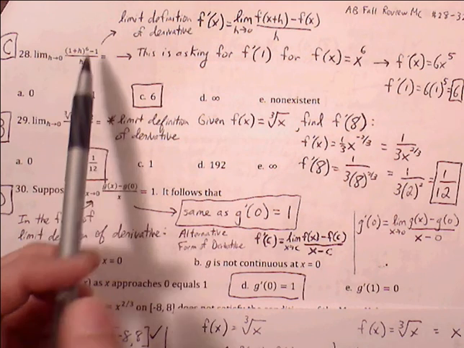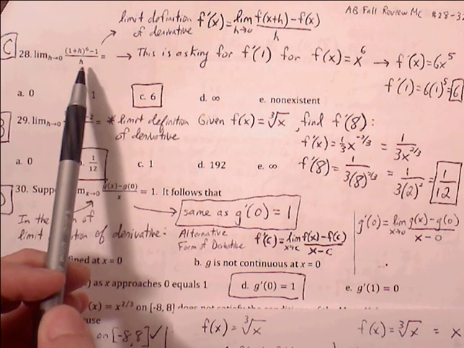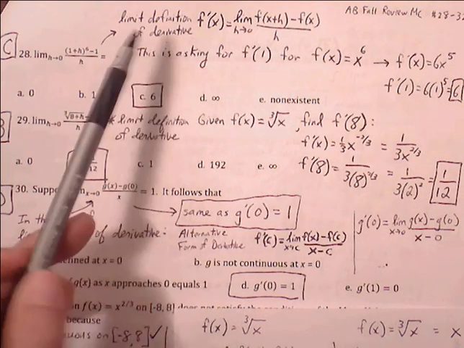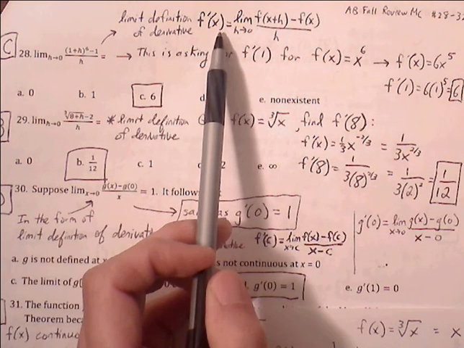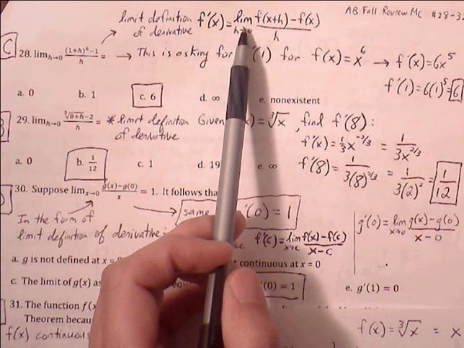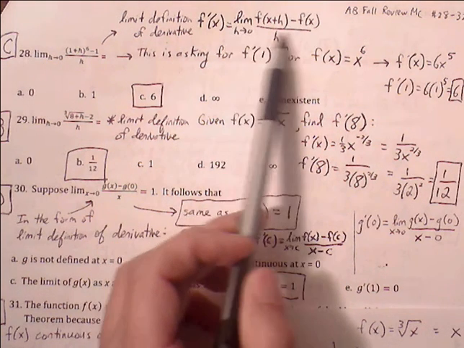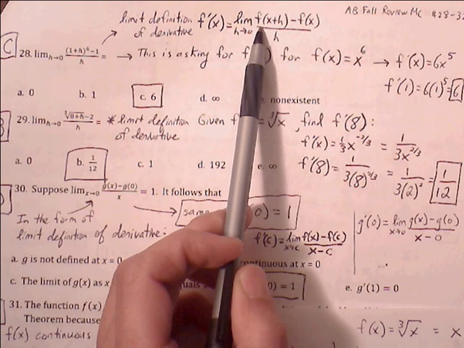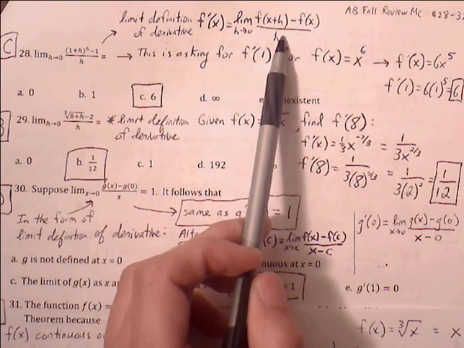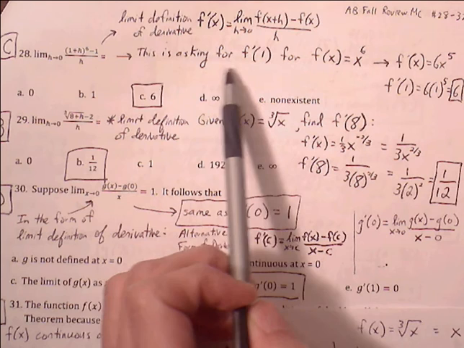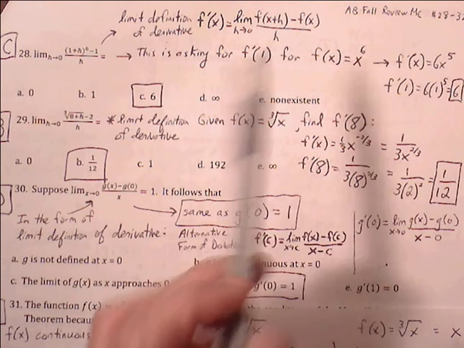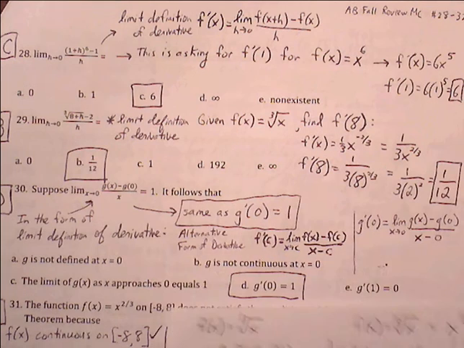This may be kind of tough to see, but this is in the form of a limit definition of a derivative. So this is what the limit definition of a derivative looks like. This represents f prime of x. So limit as h approaches 0 of f of x plus h minus f of x over h. This is essentially asking for f prime of 1 for the function f of x equals x to the 6th.